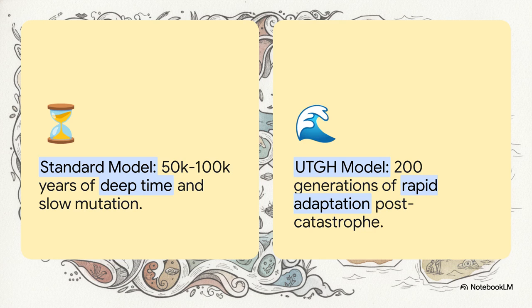It basically boils down to two completely different clocks applied to the same evidence. The standard model says modern human diversity requires at least 50 to 100,000 years of geographic separation and really slow genetic drift. The UTGH model, however, argues this diversity happened incredibly fast. We're talking roughly 200 generations, or just 5,000 to 6,000 years, following a massive global catastrophe.